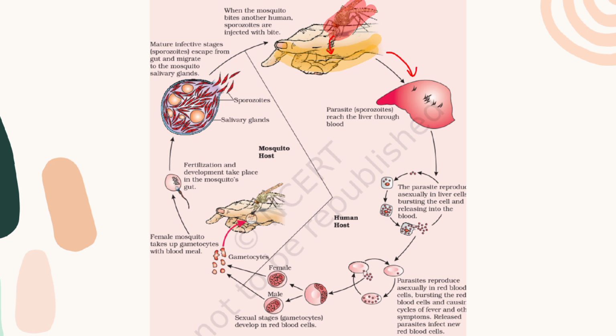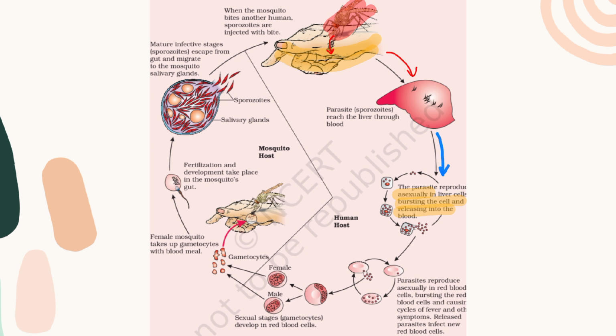What happens in the liver is that these parasites start reproducing in the liver cells. They reproduce asexually. You should know that they reproduce asexually in the liver cells. And once they have reproduced, these liver cells burst open, releasing the sporozoites into the bloodstream.